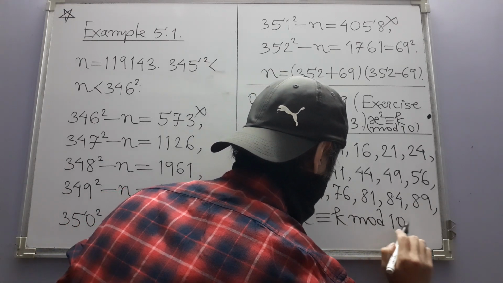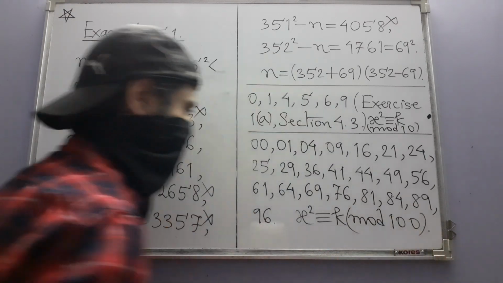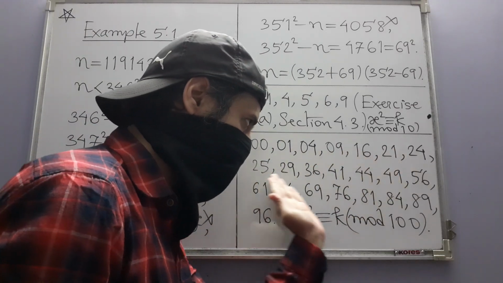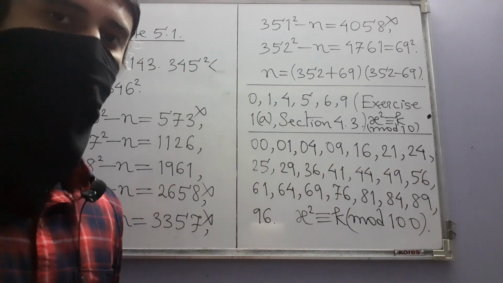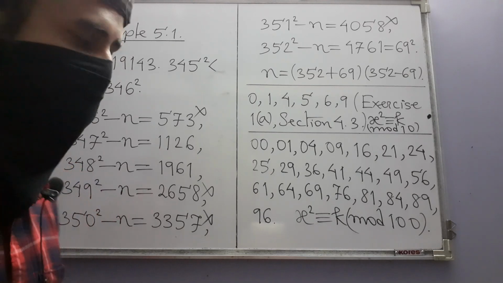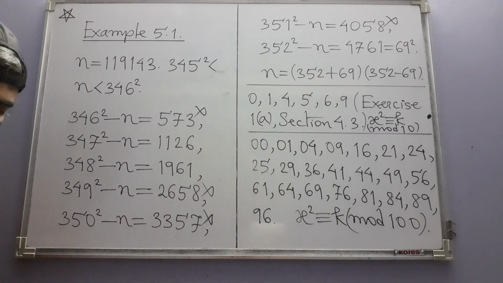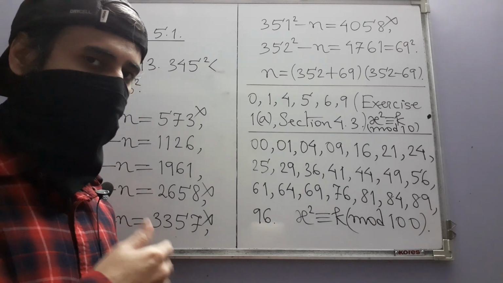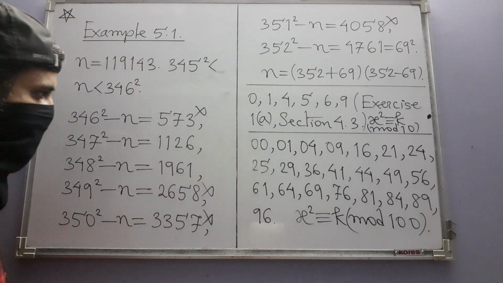Modulo 100. And when one does so, one obtains these as the possible last 2 digits of any square number, any perfect square. And so, will this new list allow us to, say, rule out some more numbers? Let's see.